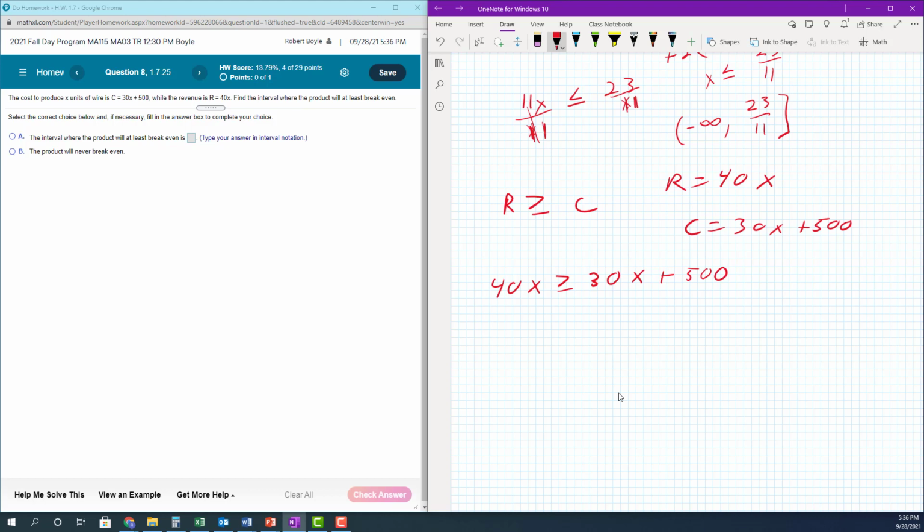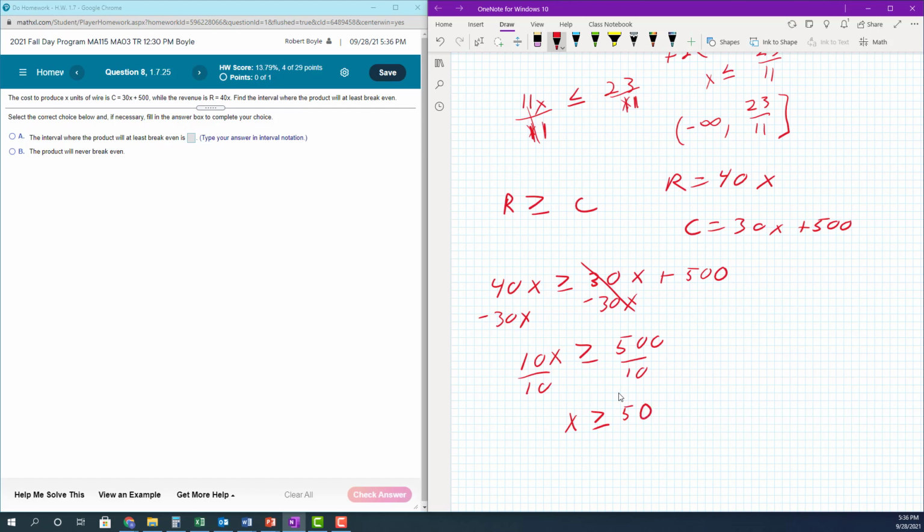And of course I want to do this in such a way that I have positive coefficients, so I don't have to worry about dividing by negative numbers and flipping signs. So I'm going to subtract 30x from both sides. These will cancel. I will have 10x is greater than or equal to 500. Divide both sides by 10. And I have x is greater than or equal to 50 units.